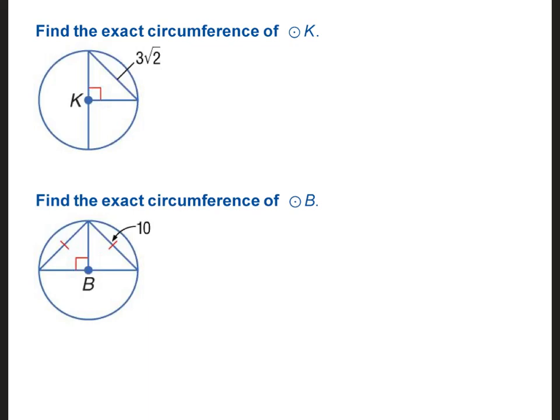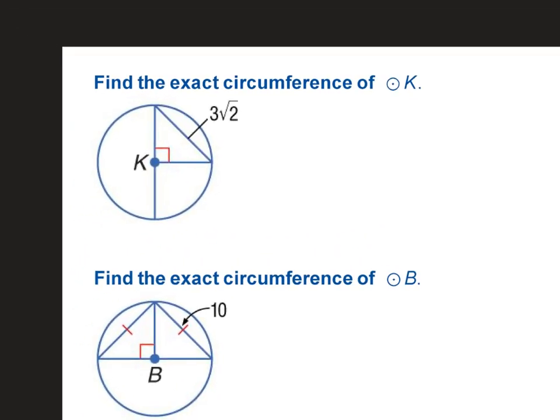Okay, if I'm given a circle, I could find the exact circumference of circle K. What you have here is you have a right triangle, and you know that the radii are congruent. So now what we have is we have a 45, 45, 90 right triangle. We have an isosceles right triangle. And we know that 3 square roots of 2 is equal to r square roots of 2. So what is the radius? I divide both sides by the square root of 2, and I get that r is equal to 3.